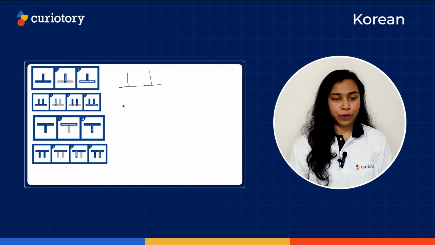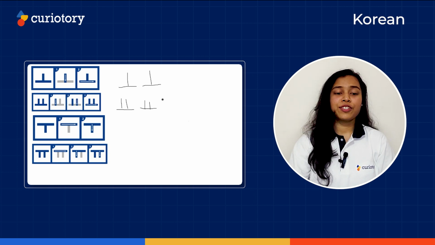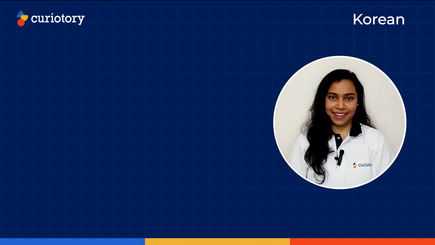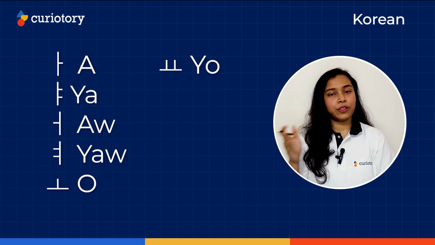So for yo, you need to write 10 strokes. Sorry, 3 strokes. That is 1, 2, and 3. Just 3 strokes and it's done. A, ya, o, yo, o, yo.